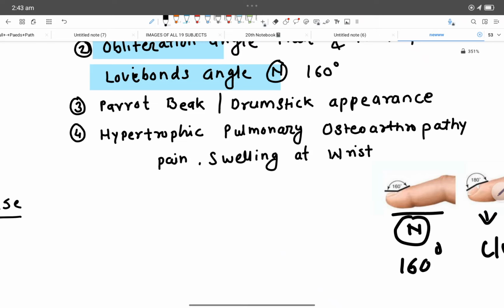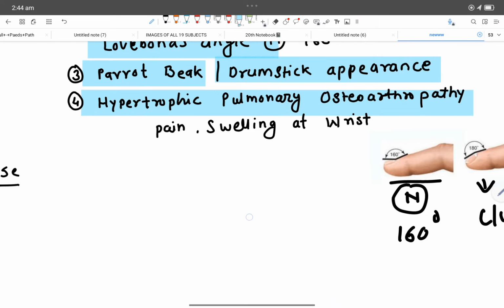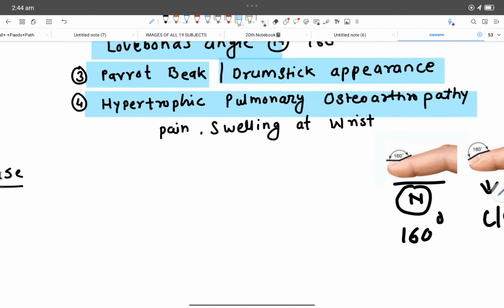Third stage is parrot beak or drumstick. Fourth grade is hypertrophic pulmonary osteoarthropathy. In this, pain and swelling at the wrist is present.